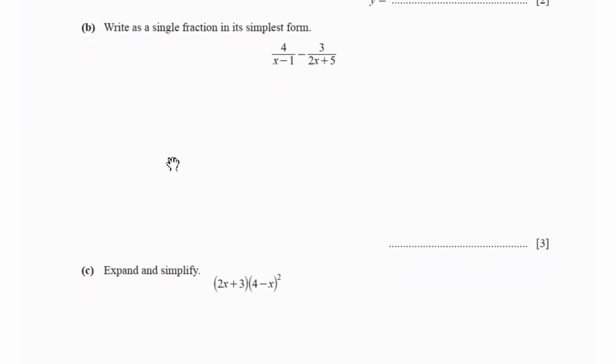Write as a single fraction in simplest form: 4 over x minus 1 minus 3 over 2x plus 5. So first we're going to combine this as a single fraction. Whenever we are adding or subtracting fractions with unlike denominators, the first step is to make the denominators equal. To make the denominator equal, the first fraction is multiplied by 2x plus 5. You will not just multiply the denominator by the number, but also the numerator. Second fraction multiplied by x minus 1.